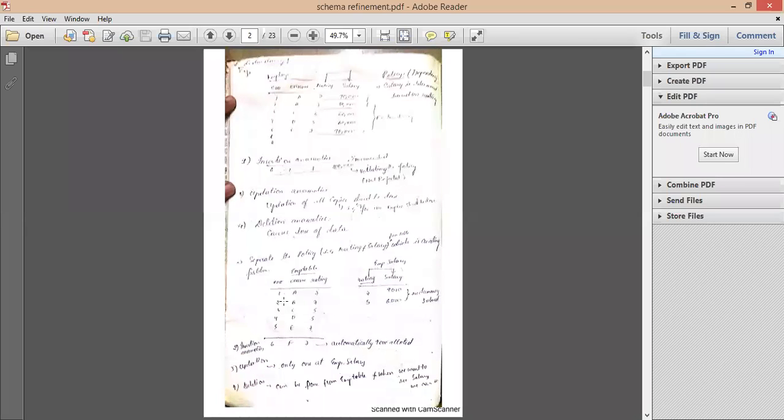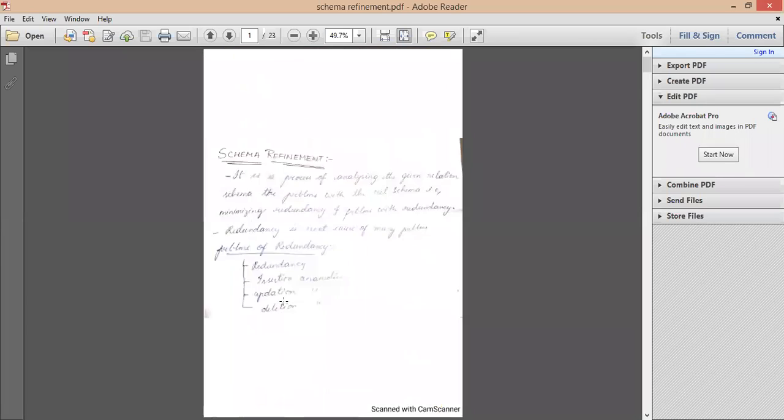So from each topic, I'll explain one example. First is what is schema refinement. A basic question. You'll get these questions for 2 marks and also for 10 marks. If they ask you for 2 or 3 marks, based on that you have to write, if they ask you some theory. Now, the basic definition of schema refinement.